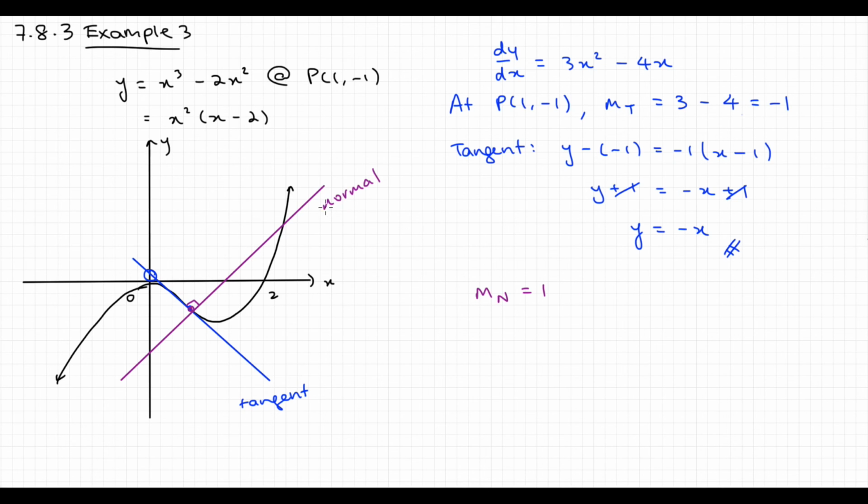So if I know the gradient of the normal, and I know that it passes through 1, negative 1, then now I can say that the equation of the normal is given by y minus y1 equals the gradient of 1 times x minus x1. And if I simplify this expression, we've got y plus 1 equals x minus 1. And if I rearrange, we're going to end up with the equation y equals x minus 2. And this is the equation of the normal to the cubic at the point 1, negative 1. And this concludes example 3.